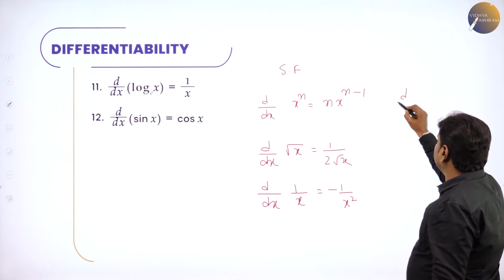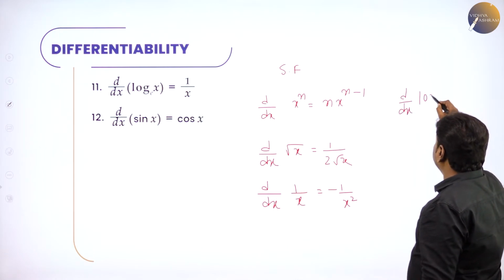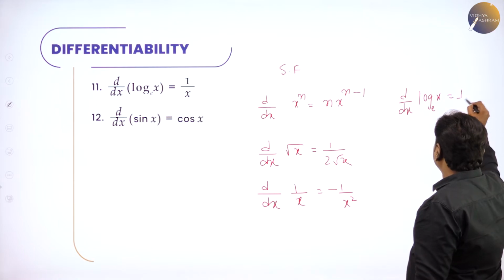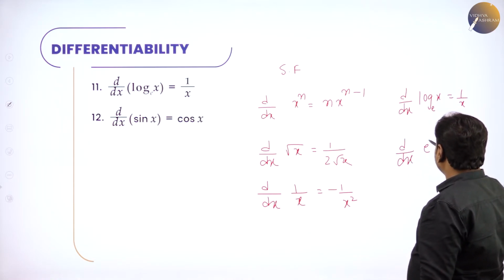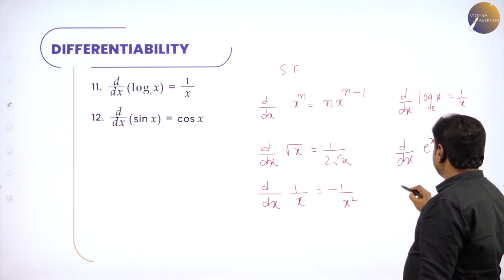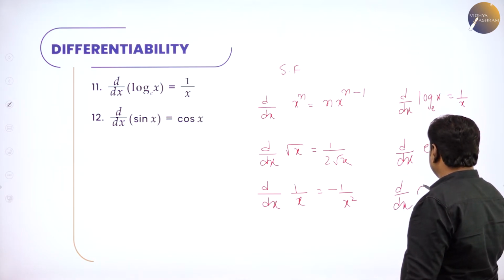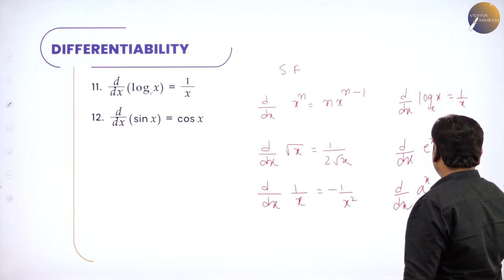So d by dx of log x, what is the derivative of log base e x? That is 1 by x. And the derivative of e power x is e power x. And the derivative of a power x is a power x into log a.